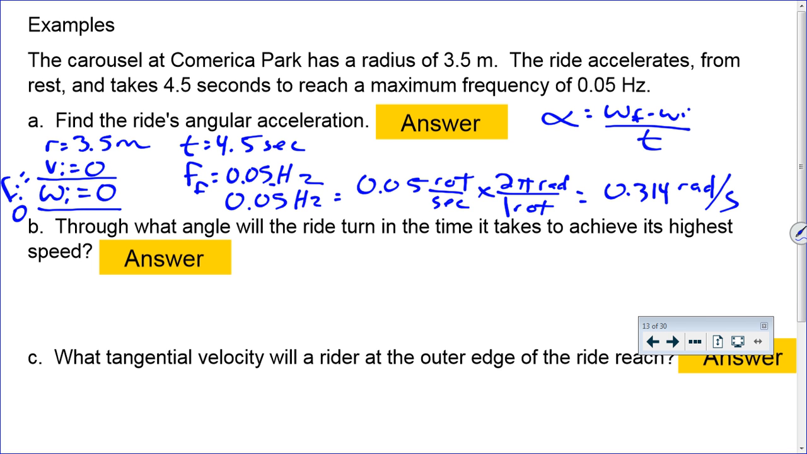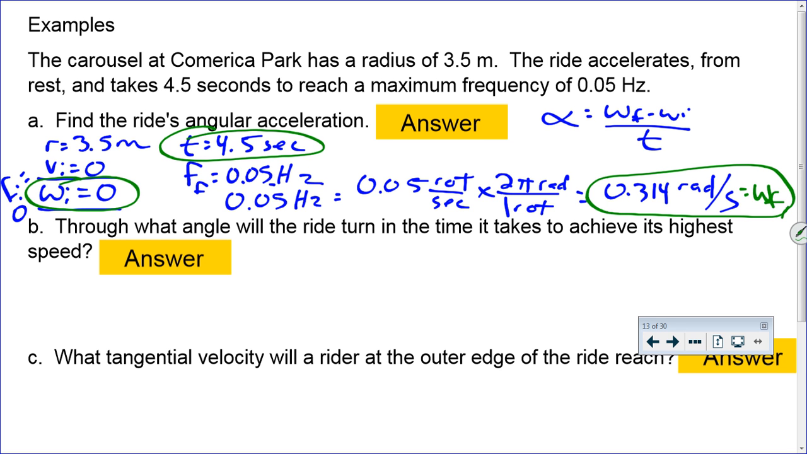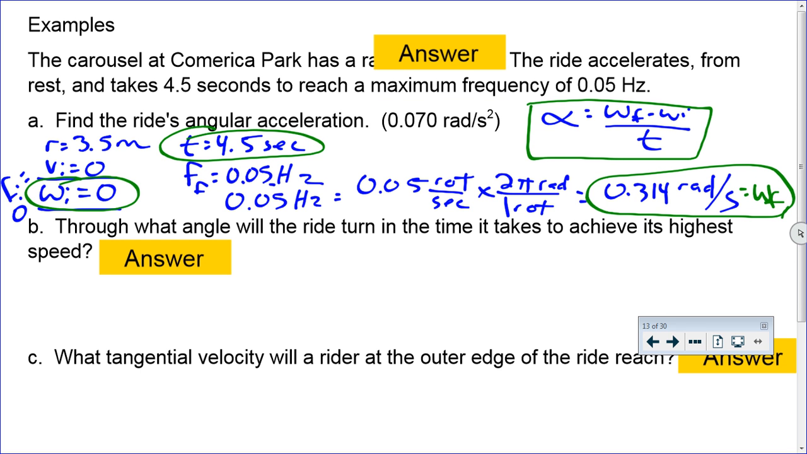So now I know my final angular velocity, my initial angular velocity, and my time. And I ought to be able to plug those into this equation here to find the angular acceleration and get that answer. Do I believe that? I think so. Notice the units here are radians per second squared. Instead of meters per second squared for linear, now we're talking radians per second squared. So here's what this means: every second, the angular velocity increases by 0.7 radians per second.